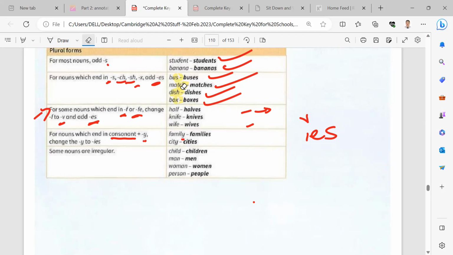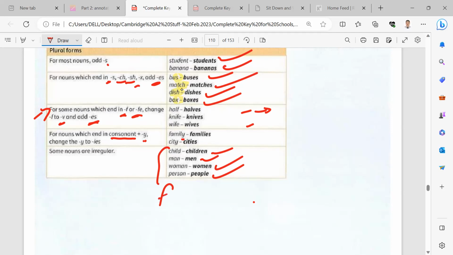Child, children, yes. Man, men. Woman, women. Person, people. Here, as you see, the plural word is completely different from the singular one. We can't put S or ES or IS. You must write a new word.